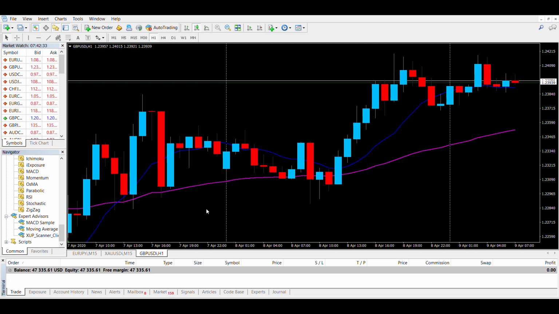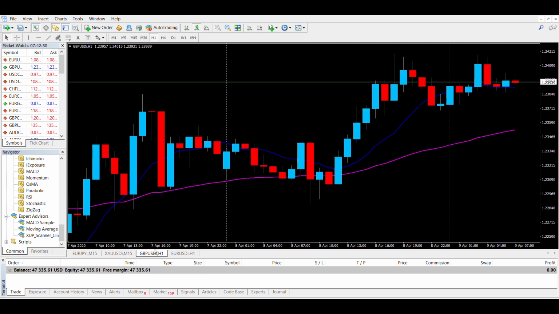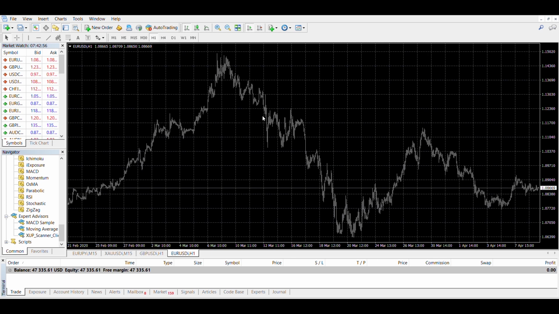Alright guys, so when you open up your chart, this is what it's going to look like. Well, actually, that's not true. This is actually what it's going to look like. But I customize my chart to look like this, and you'll be able to do that as well. Let me just show you how to do it while we're here.